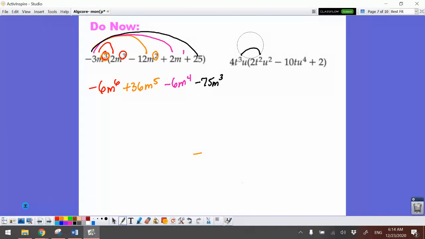Okay, let's look at this next one. So this one has multiple variables. So 4 times 2 is going to give me 8. And my t's, there's a 3 and a 2, so that's 5. And remember, the u has a 1, so 1 and 2 is going to give me a 3. So there's my first term.